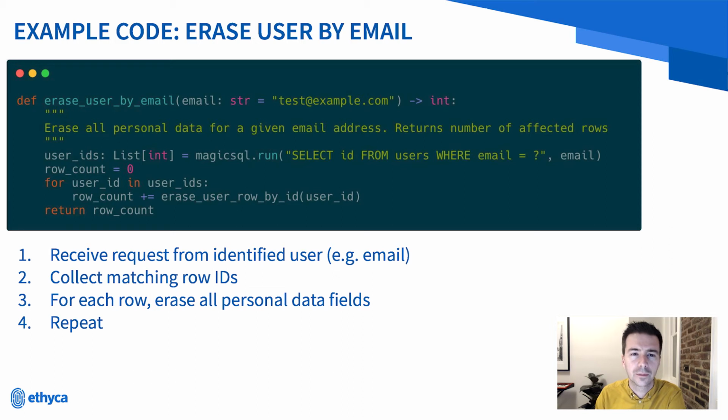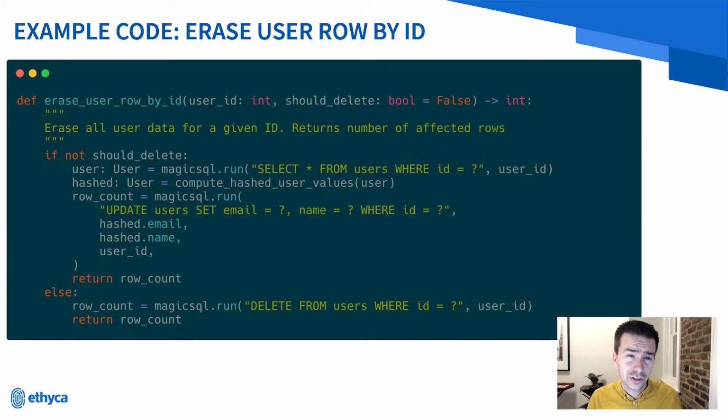So let's assume a really simple user table to highlight this that has just an ID, an email, and a name. We'll use pseudo Python for the example code in this talk. And here's the overall entry point to just deleting that user row. There's nothing surprising here, really. You just bring in the email address, use it to query the matching user IDs based on that email, and then loop through each to erase the personal data associated.